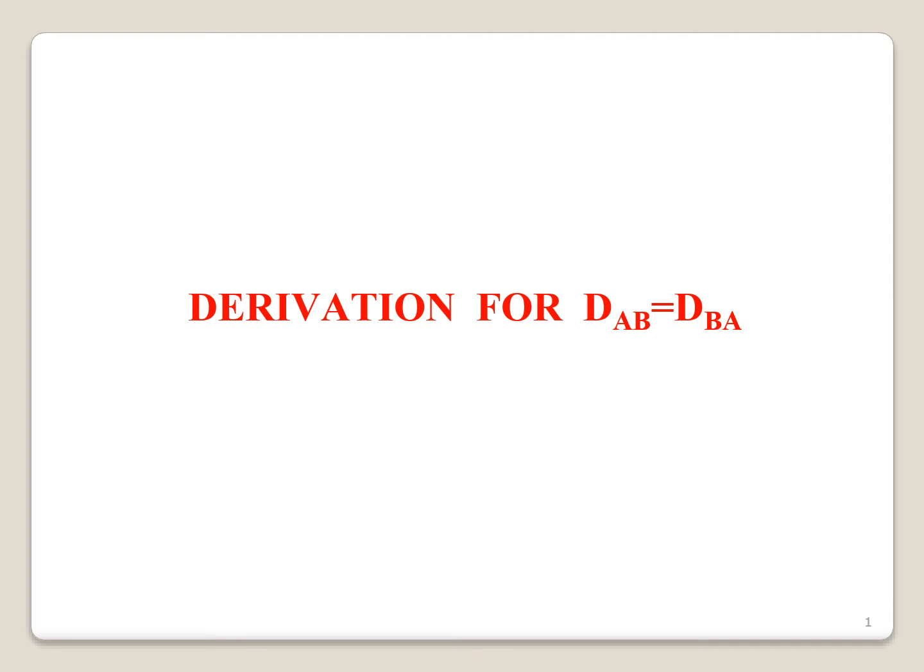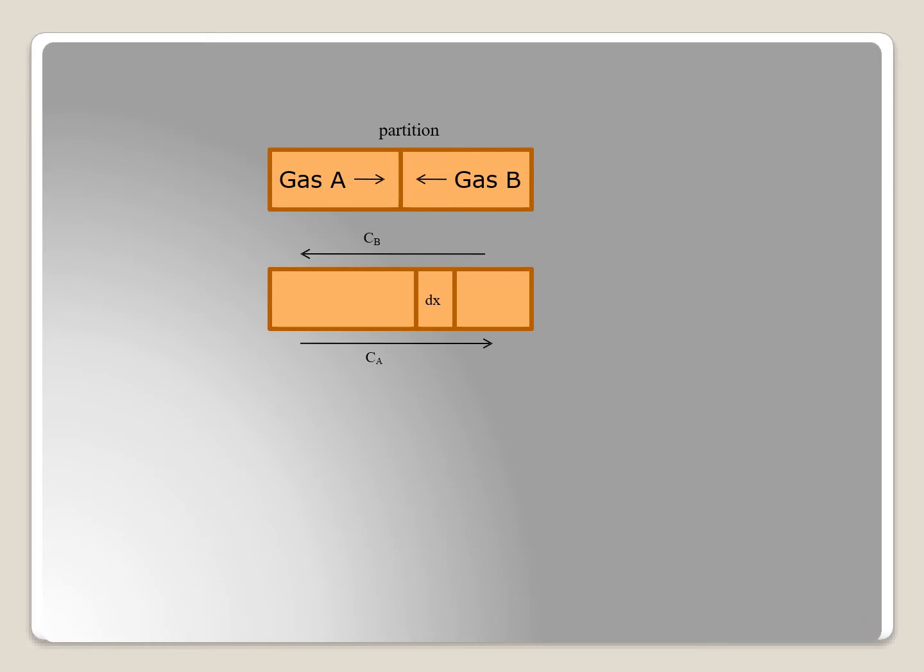Hello students, we are going to discuss the derivation for DAB is equal to DBA. Consider two gases, capital A and B. Gas A moves towards chamber B and gas B towards chamber A, as shown in the figure. Refer to the figure: concentration of capital A with distance towards chamber capital B, and capital B towards capital A.